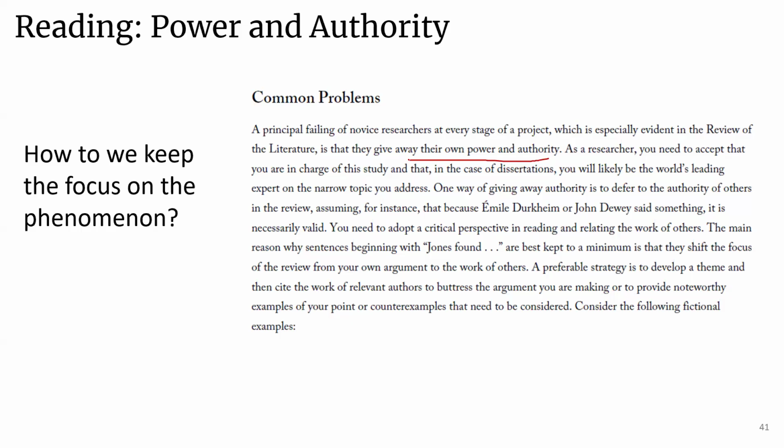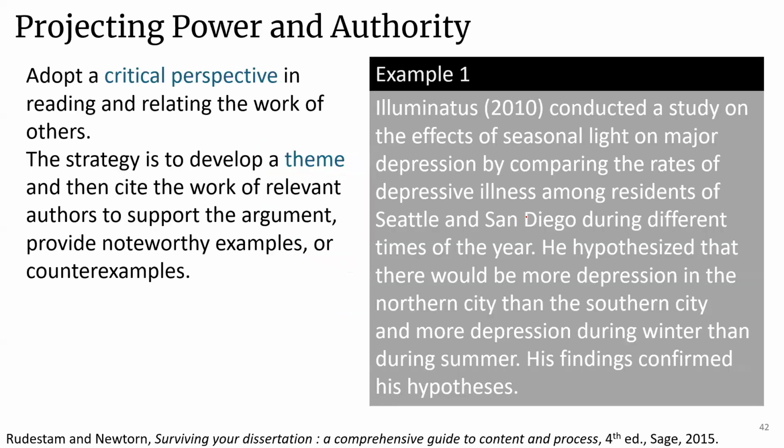One way of giving away authority is to defer your authority to others in the review. Assuming, for instance, that because Emily so and so said something, it is necessarily true. You need to adopt a critical perspective in reading the work of others. The main reason why sentences beginning with 'Jones found' and so on are bad is because they transfer the authority or the power to another researcher rather than retaining it with you. Okay, so now let's take an example. Read this example.